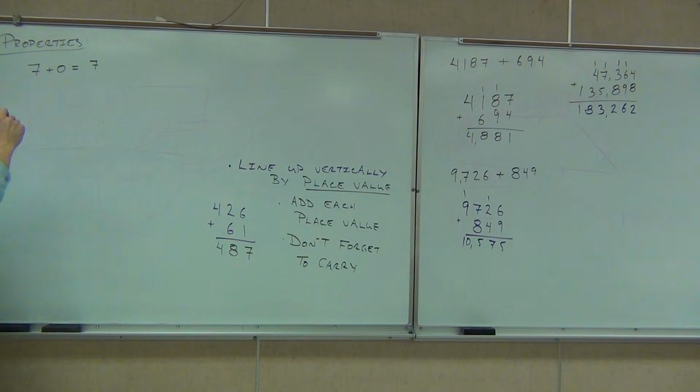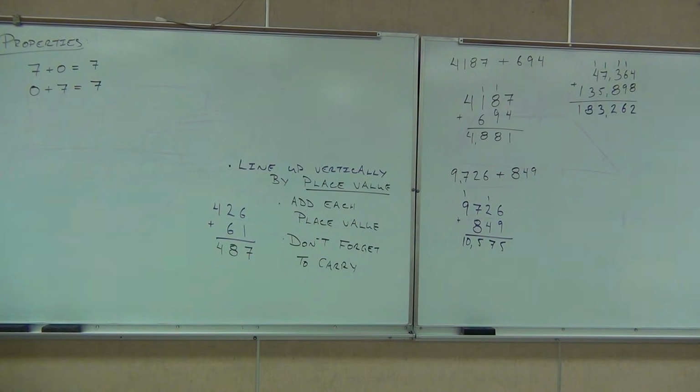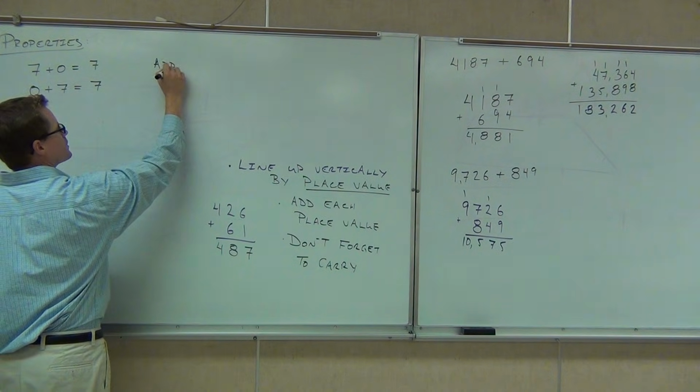What if I do it backwards? What if I take 0 and add a number to it? Oh, okay, great. This right here is called the addition property of 0. It's also called the additive identity, if you want to think about it that way. So here, right here, the addition property of 0.